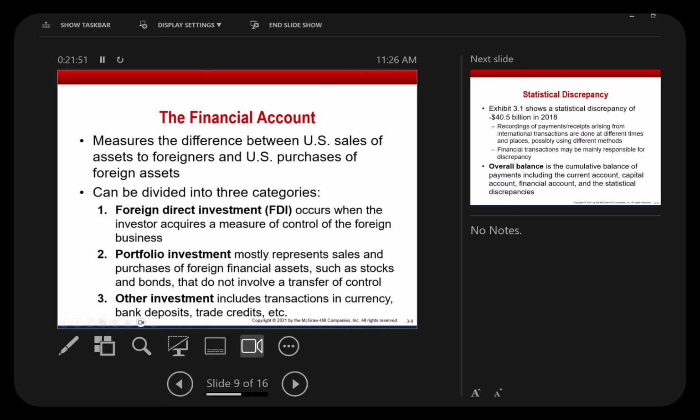Now, the financial account part, it's basically the difference between US sales of assets to foreigners and US purchase of foreign assets. Basically, two major types: foreign direct investment, when an investor acquires a measure of control. If a Japanese company comes and buys 51% of Google, there is a control there. Because selling 51% of Google is not that easy. But if you buy 1% of Google, you can pretty much sell that in a day or two without affecting the price too much. You can also sell 51% of Google in the market, but you probably would have to take a big haircut in order to do that.